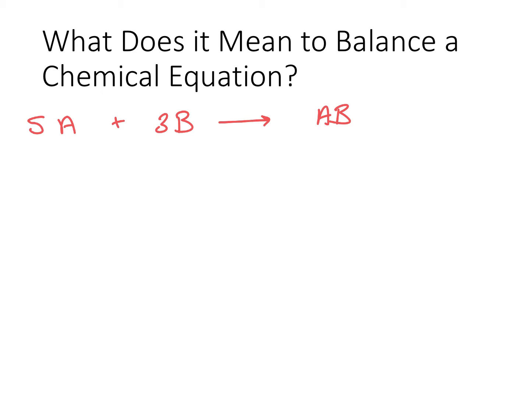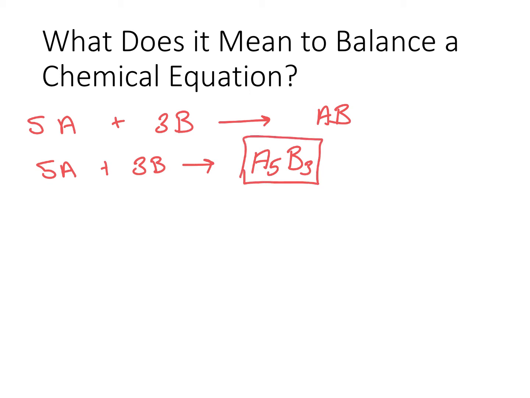If I said instead it was 5 molecules of A plus 3 molecules of B, making 1 molecule of A5B3, there it's balanced. But by putting the numbers inside of the formula, I've changed the substance that's being produced. So it has to be balanced, but what we can't do is change formulas. All we can do is put coefficients, which are big numbers, out in front. This 5 and this 3 are coefficients, saying we have 5 molecules of A, 3 molecules of B.